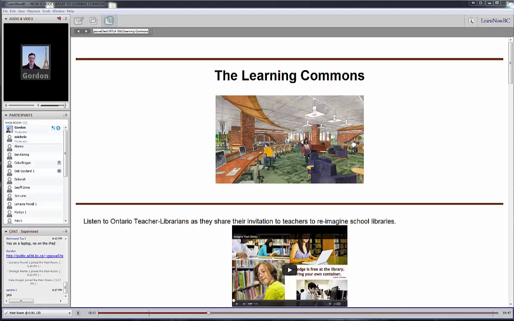I think there's a danger in some cases to think that, oh, we're getting rid of the library, we're putting in a learning commons. What does that mean? I think we have to resist that notion. I think what we want to say is that we are adding to the good programs and the good facilities and the good resources that we already have. So it's an addition to, it's not a replacement of.